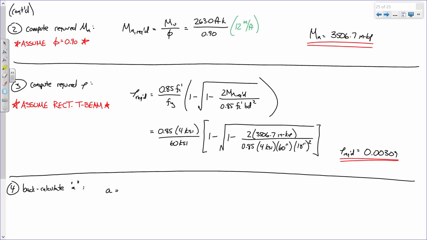And so that would be rho d fy over 0.85 fc prime on the bottom. So again, all I'm doing is taking this, which is A for a rectangular beam, that's why I'm using that, saying As is rho bd, and just canceling. That's all I'm doing.